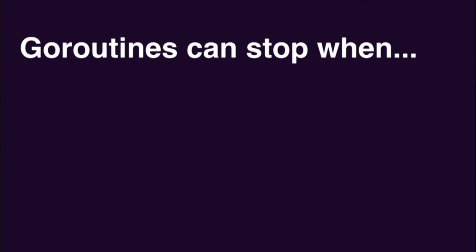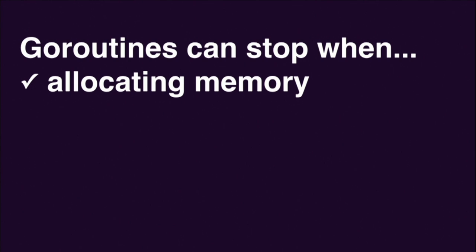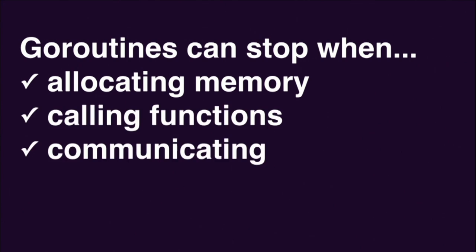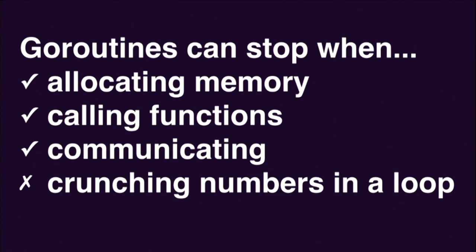Go routines are able to stop. The runtime is able to preempt them more or less at particular points where they check in. And so that might be when they're allocating memory, when they're calling most functions, or when they're communicating, maybe by sending or receiving from channels or grabbing a lock. But what is not on this list is crunching numbers in a loop. And so if you crunch numbers in a loop for a long, long time, you're probably going to have this problem.